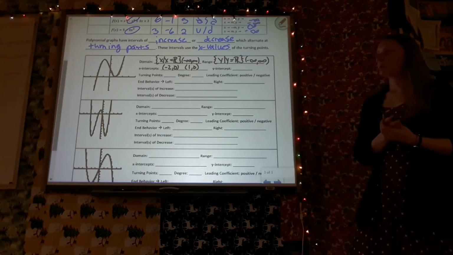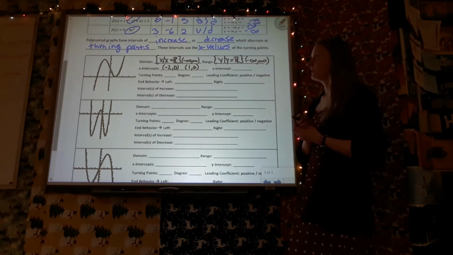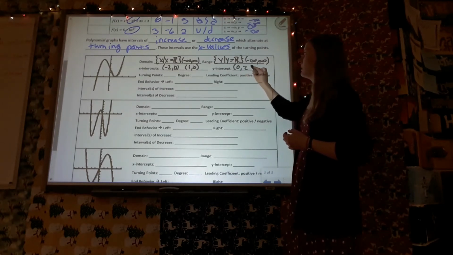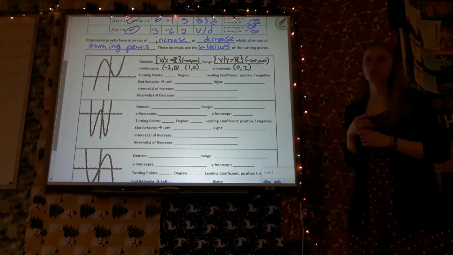And what about the y-intercept? 0, 2. Sure, you write that as a point as well. Anytime you see intercept, it's a point.